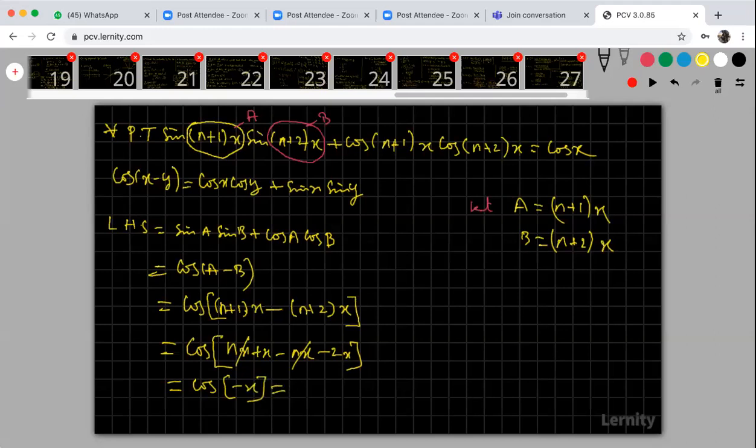But we know that what is cos of minus x? That is cos x only. That is property number 2, second property. Look at the second property: your cos of minus x is cos x alone.